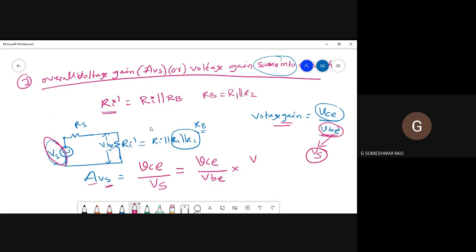Now VCE by VS, this expression I can write like this: VCE divided by VBE, into VBE by VS. Can I write like this? Because VBE will get cancelled. What will you be left with? Here VBE cancelled, VCE by VS. Same comes, right? Understood? Can I write like this? Okay, sir. Yes, sir.